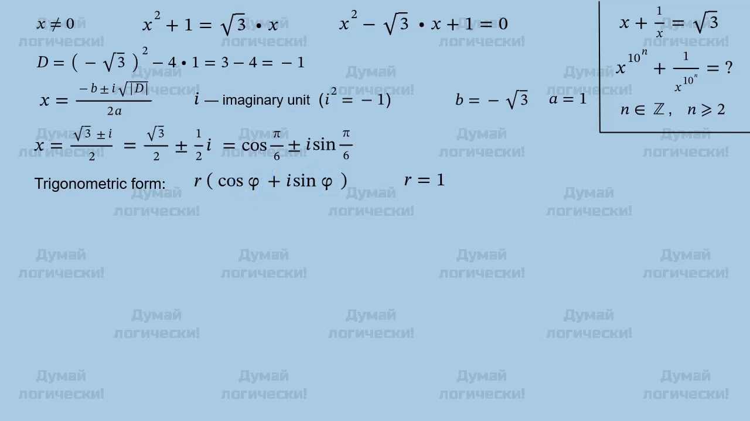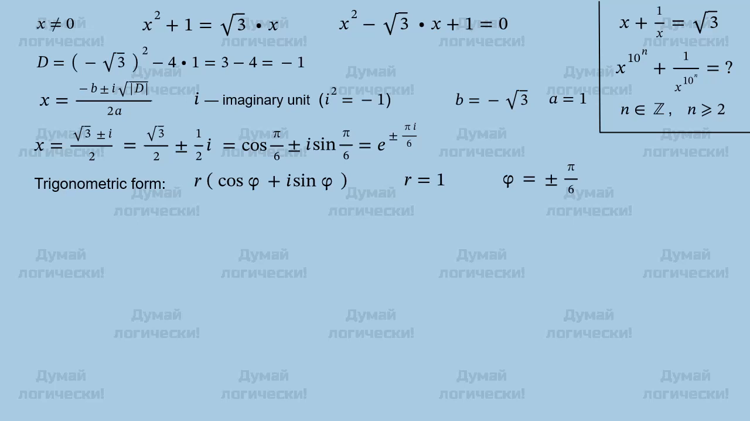For the values of x, we can assume phi to be plus minus pi over 6. As an alternative, the values of x can be written using imaginary powers, e to the power of plus minus pi i over 6. However, such a notation is not going to be used in this video.